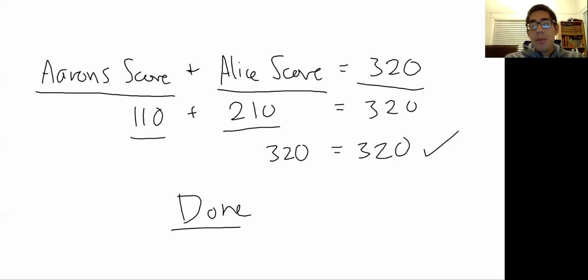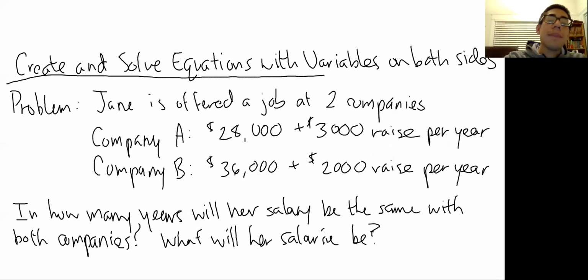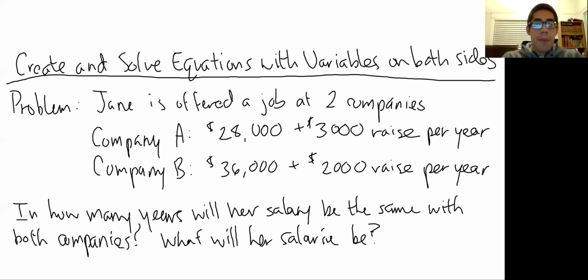Unfortunately, we're not done with the video. So we're going to move on to the next problem. This one's important because you are going to be seeing this in some of the harder problems. Okay, so create and solve equations with variables on both sides. So what do I do if I have the same variable on both sides of the equation? What do I do? Here's what we're going to do.